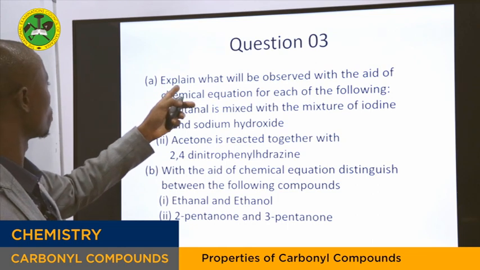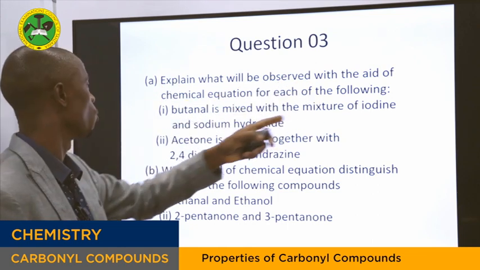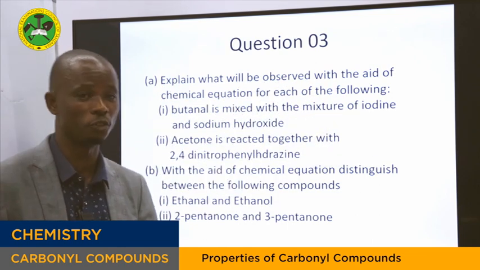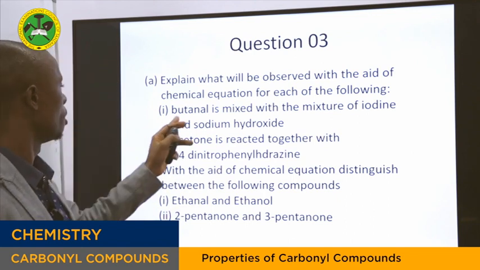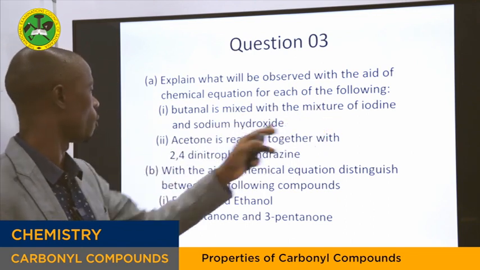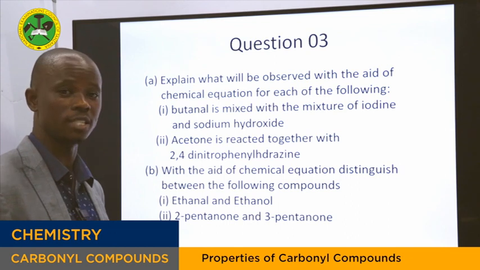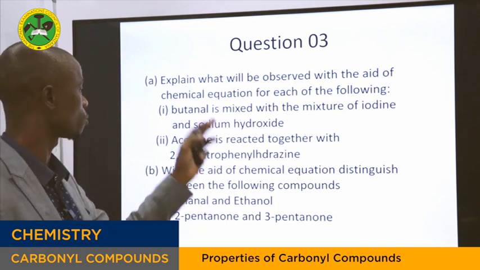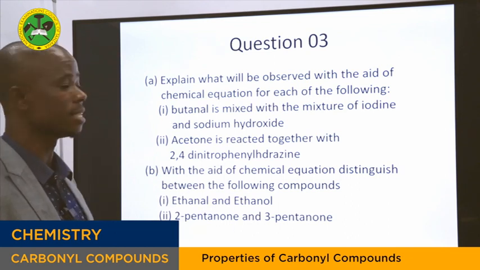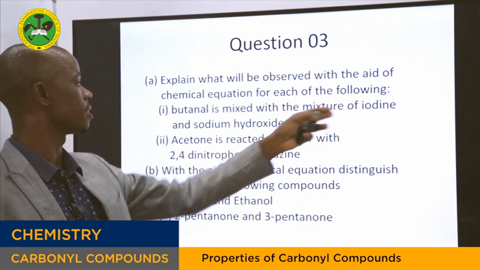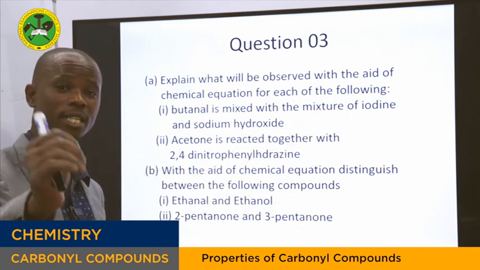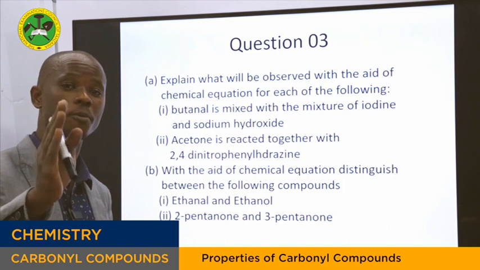The example of this question: explain what will be observed with the aid of chemical equation for each of the following. For example, Roman 1, butanol is mixed with a mixture of iodine and sodium hydroxide. It's just to guide you. How are you going to solve this question? Butanol is aldehyde, and this is the iodoform test. Remember iodoform test? Test for the presence of terminal methyl group.